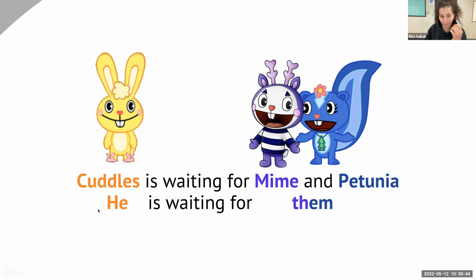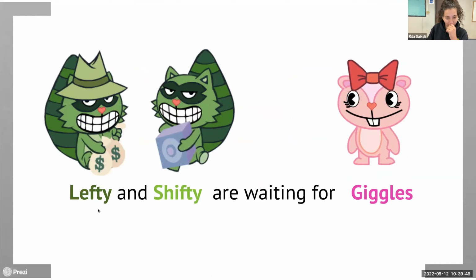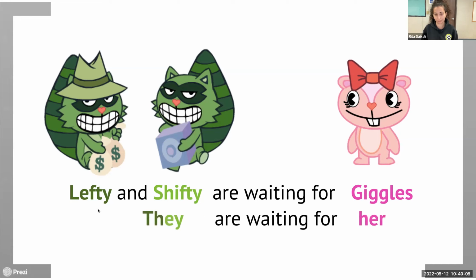Okay. Moving on. Lefty and Shifty are waiting for Giggles. Ooh, shady. What can I replace Lefty and Shifty with? They. And what can I replace Giggles with? Her, right? They are waiting for her. Cool?